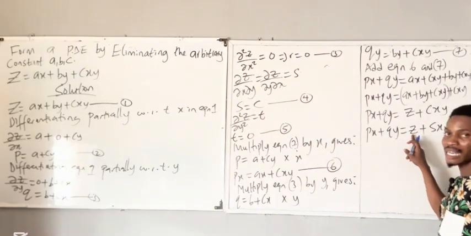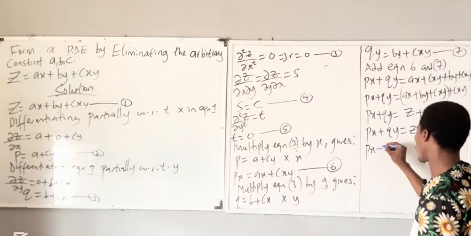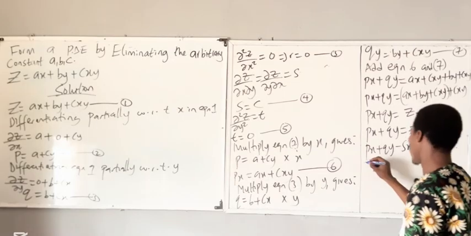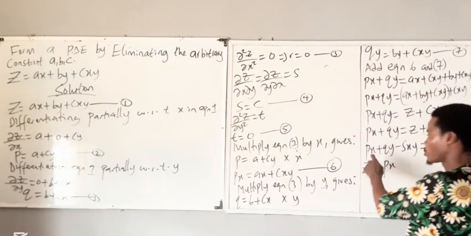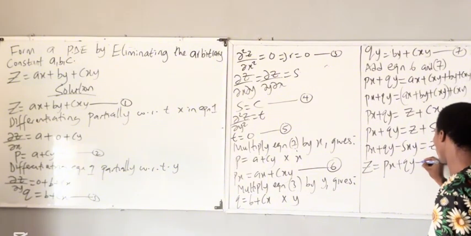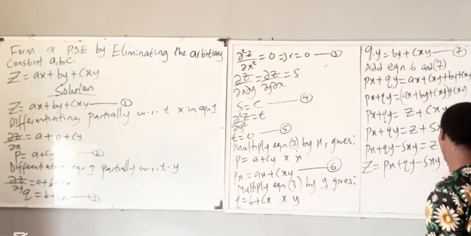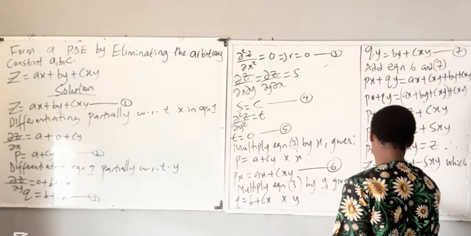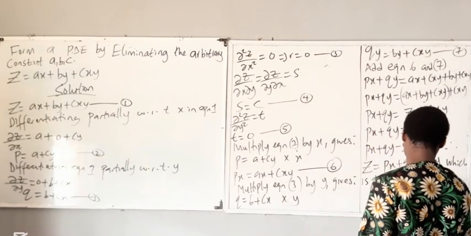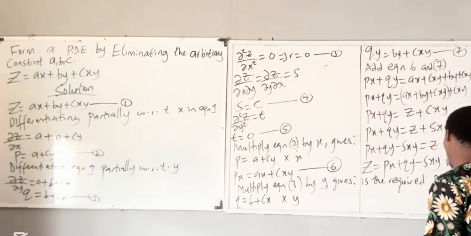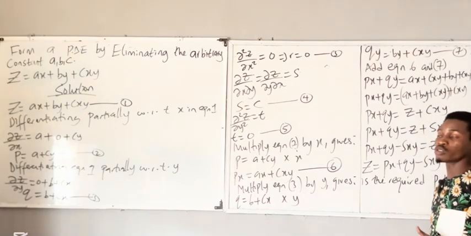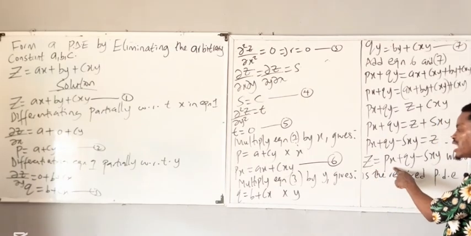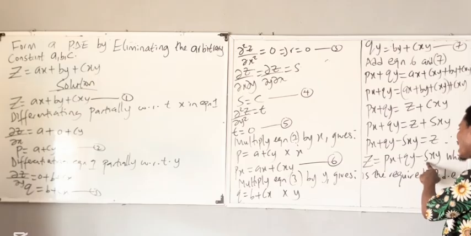I can now make z the subject of the formula. I'm going to have px plus qy minus sxy is equal to z. So therefore z is equal to px plus qy minus sxy, which is the required PDE. It means I have eliminated the arbitrary constants a, b, c and it has formed a new PDE, which is z is equal to px plus qy minus sxy.